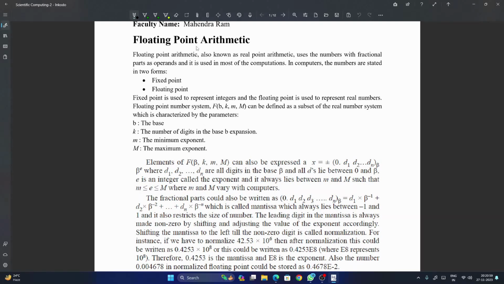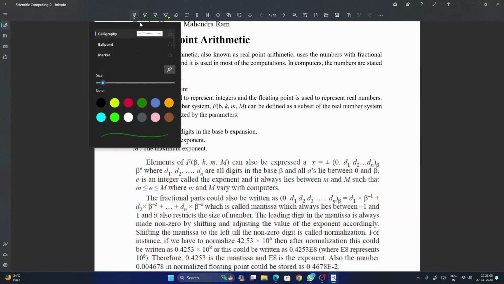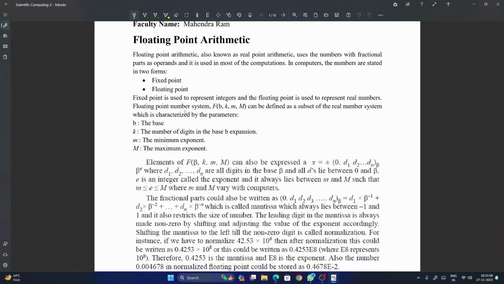Now you can see here the heading is floating point arithmetic. In the generalized form, some machines or systems take this type of floating point numbers: x equal to plus minus 0.d1 d2 ... dn of beta. This beta is the base, and d1 d2 ... dn are the digits. If it is a binary system, they are 0 or 1, and if it is a decimal system, any digit from 0 to 9 may be there.